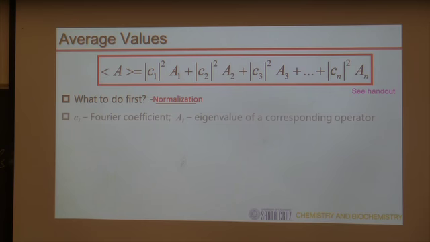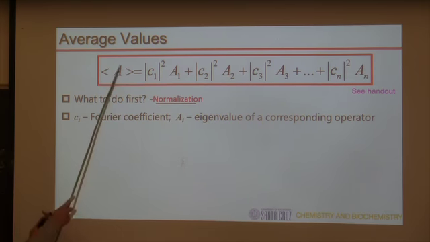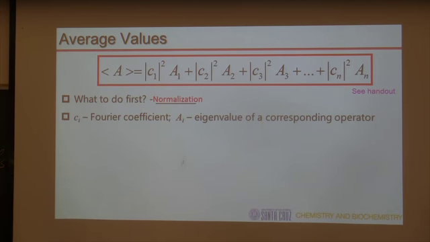The second one is, within this expression here, Ci is the Fourier coefficient, but I better say this is the normalized Fourier coefficient. And Ai is the eigenvalue of the corresponding operator. So if the A operator operated on psi 1, it gives you A1.